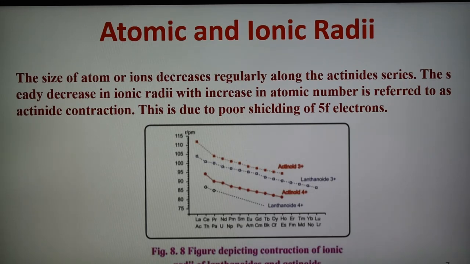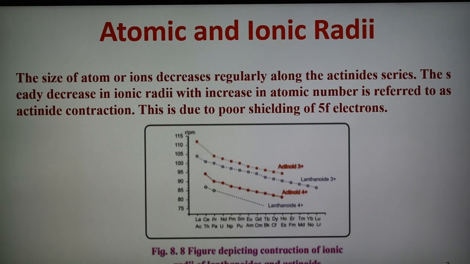We have seen lanthanoid contraction. Similarly, actinides also show actinide contraction. And what is actinide contraction? There is a steady decrease in the size of the atom, or atomic radii, from actinium to the last element lawrencium, and this decrease is known as the actinide contraction. This contraction is due to the poor shielding effect of 5f electrons.